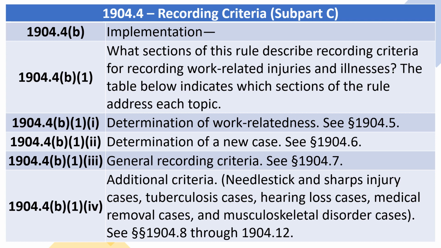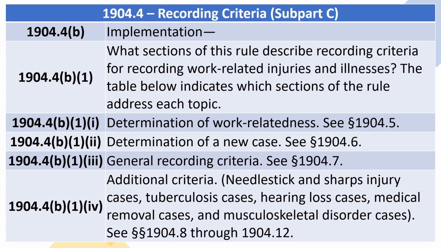1904.4(b) Implementation. 1904.4(b)(1). What sections of this rule describe recording criteria for recording work-related injuries and illnesses? The table below indicates which sections of the rule address each topic.